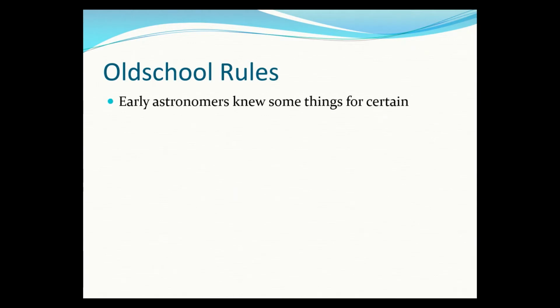So this is what early astronomers knew for certain. They knew some things for certain. And this is a really bad way of doing science. You should never go into a scientific experiment with preconceived ideas of how things work, or else you can't really get away from those ideas. But they did this, and this is what they knew.